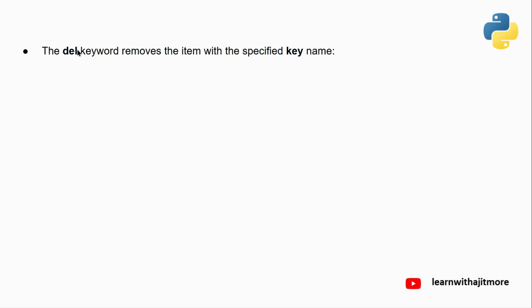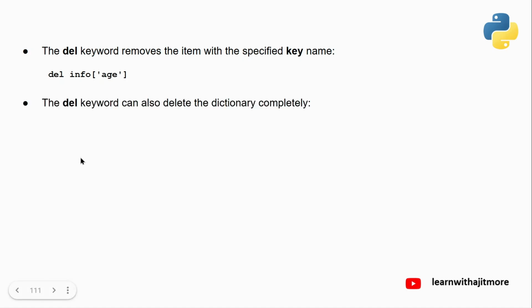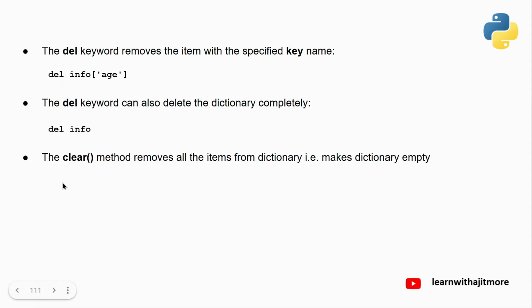ठीक है? See. The del keyword removes the item with the specified key name. See, del info of age. It will delete it from your dictionary. If you want to destroy the entire dictionary, then just write del, okay, and the name of the dictionary. The del keyword can also delete the dictionary completely. Now, if you try to access that, it will give name error. And if you just want to remove the items from the dictionary and make the dictionary empty, but the dictionary is existing, okay, then use clear method. The clear method removes all items from the dictionary. Info.clear.